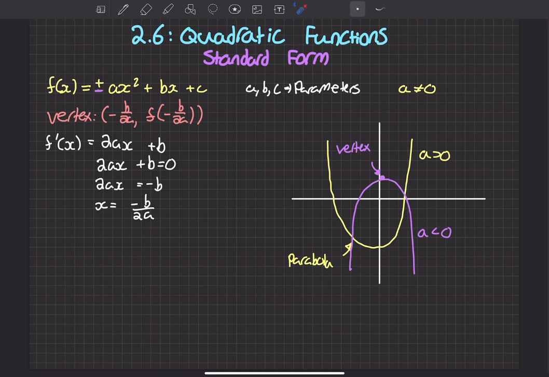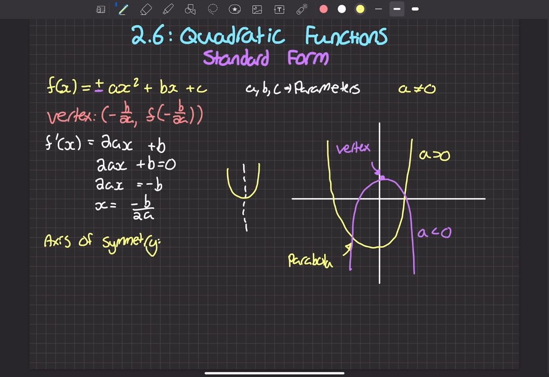And one more thing. So if your parabola looks like this, right? If you draw a line right through the exact middle, then this side should look the exact same as this side. It should be symmetrical, right? So this line here, this imaginary line we drew, is your axis of symmetry.